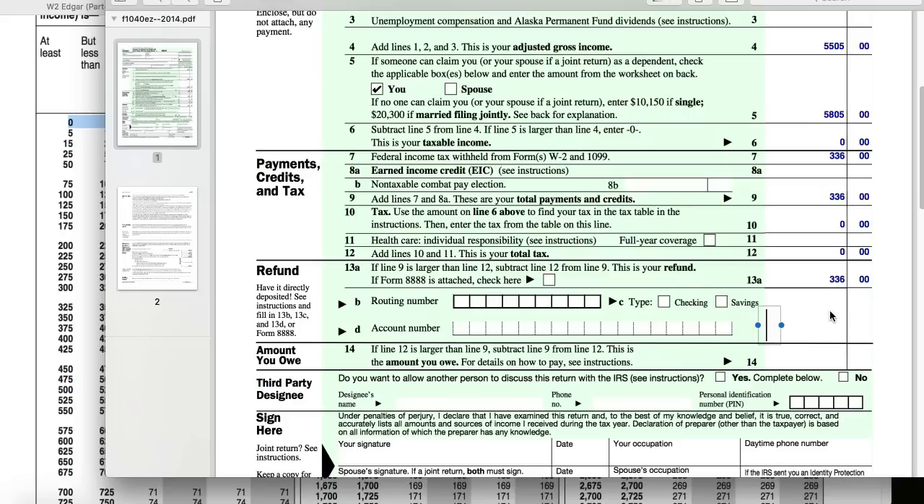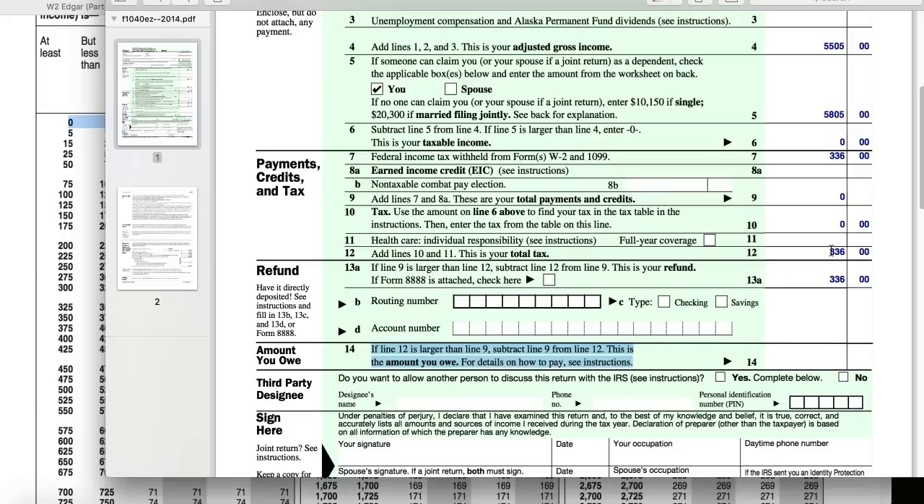Now, let's say the opposite was true. Let's say that line 12 was 336 and line 9 was 0. Not the case, but I just want to show you the example. You would then go here because line 12 would be larger than line 9, and this would be the amount that you owe. Really, everything you've done up until this point on the 1040 EZ is extremely important. But really, lines 13A or 14 is determining, okay, do I owe money or do I get money back?